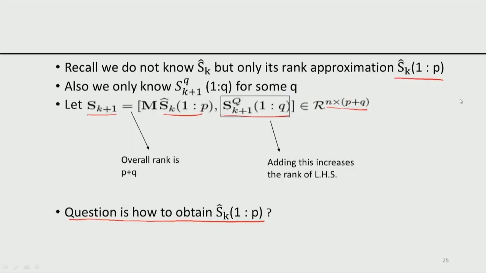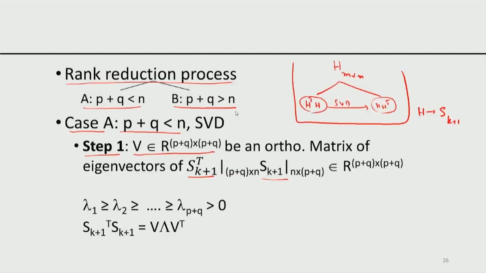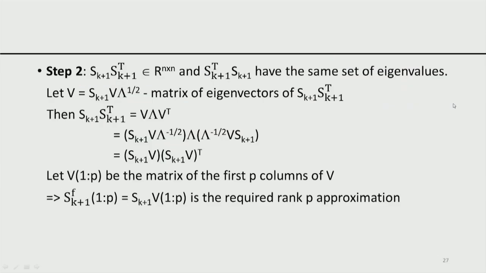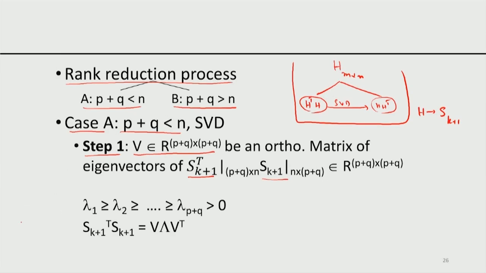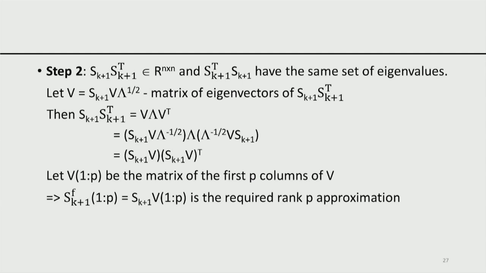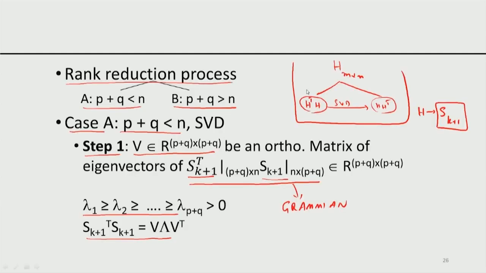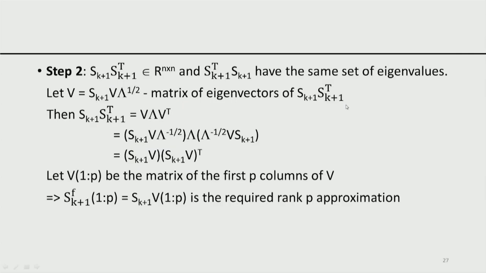S_{k+1} is the matrix that we have defined in the previous page. S_{k+1} defined in page 25 is this matrix. So by replacing H by S_{k+1}, I can do all the analysis that I did for H, which are mathematically similar. So by doing the eigenvector eigenvalue decomposition for this Gramian, let these be the eigenvalues, let this be the eigenvalue decomposition. Once I know the eigenvalue decomposition of H transpose H, I can derive the eigenvalue decomposition of H H transpose using SVD, and that is exactly what I am trying to do.